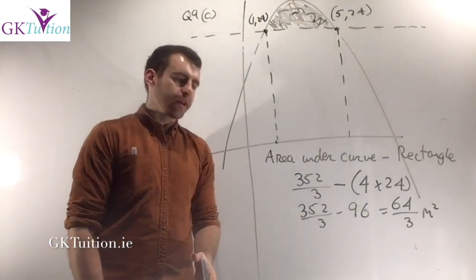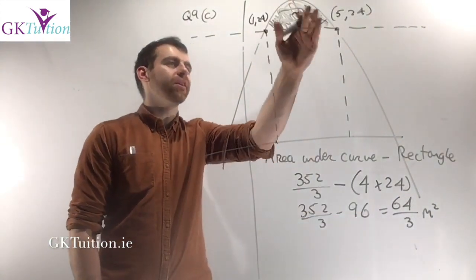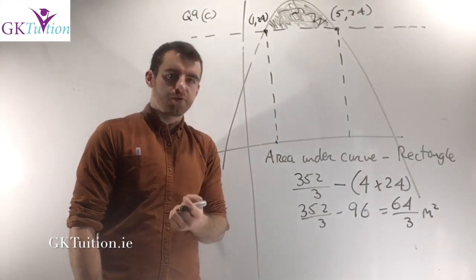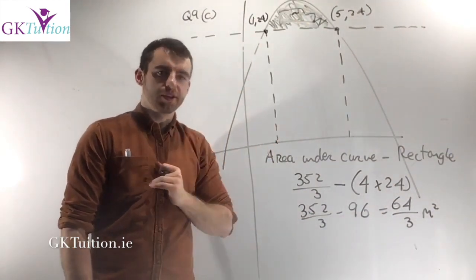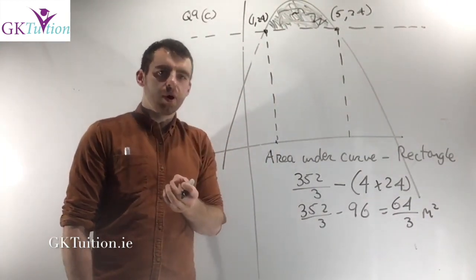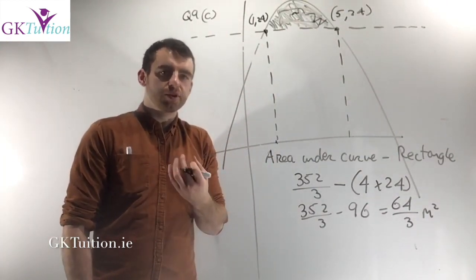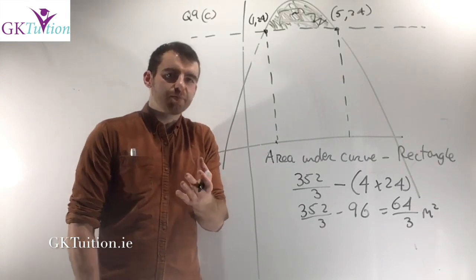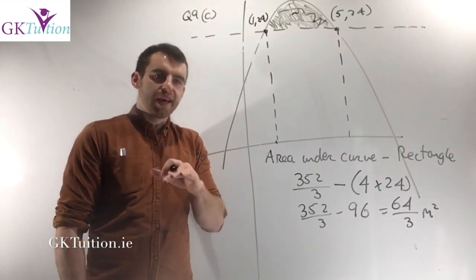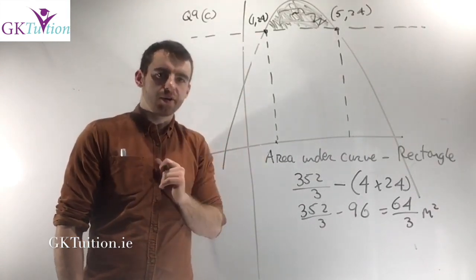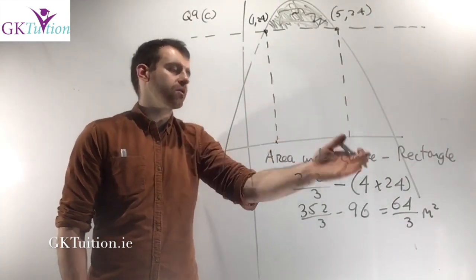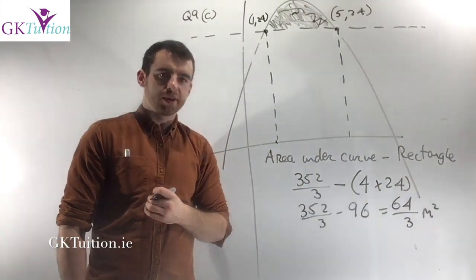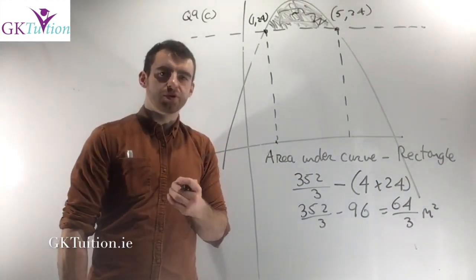So when I plug that into my calculator, I worked out that the area of this region is 64 over 3 meters squared. That's the area between the curve and the line y equals 24. And the question was, work out the percentage reduction. So in the last part of B, we worked out that the area between the curve and the line y equals 14 was 72 meters squared. Whereas this area is only 64 over 3 meters squared. And I'm looking for the percentage reduction.